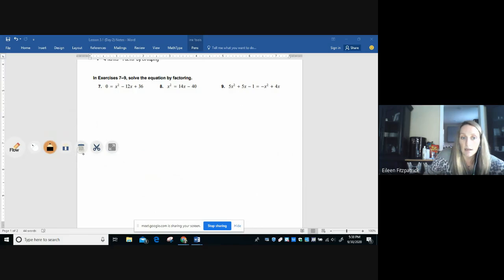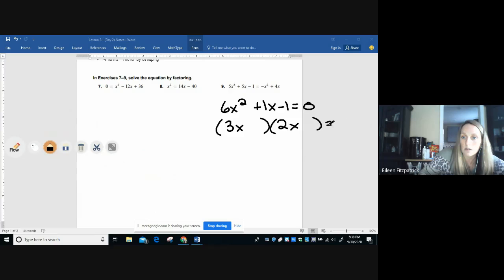And now I can, again, FOIL. Oh, goodness, I didn't mean to erase that. Sorry, guys. So what was it? It was 6x squared, then 1x minus 1 equals 0. So I had a 3x and a 2x, a 1 and a 1. The 3 has to be positive. The 2 has to be negative.